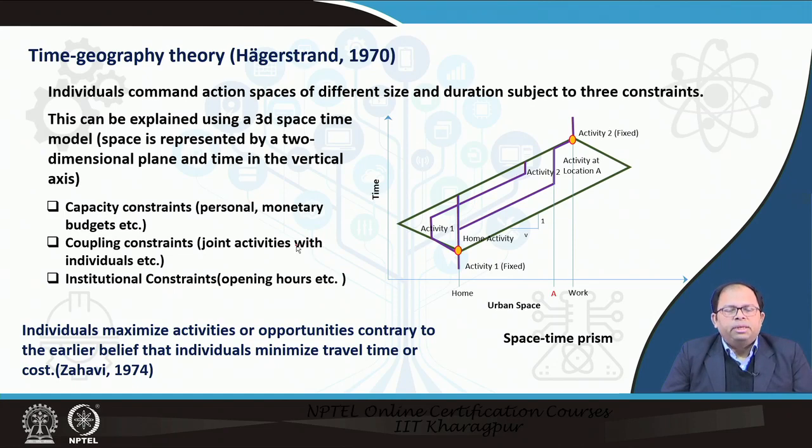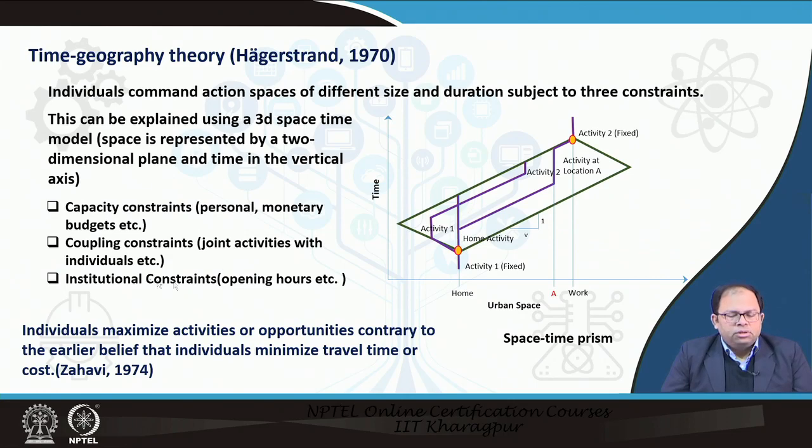So the choices will be dependent because both persons are going together. If he was going alone, he could have taken a cycle, but because he is taking his kid, he will take a car. That is how coupling constraints play a role. And then come institutional constraints, like when the office opens. If I go to the office when it is closed, there is no point, or similarly, if I go to a movie before it begins, there is no point. So that also determines the time when I choose to travel for that particular activity.